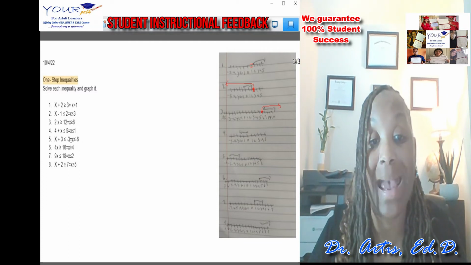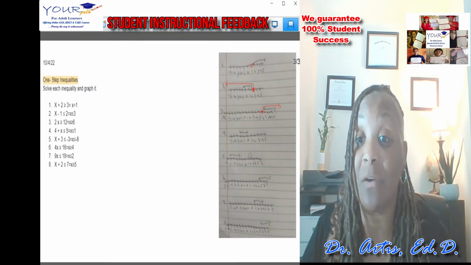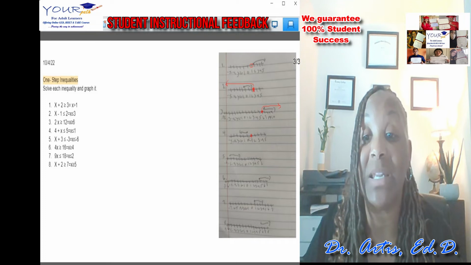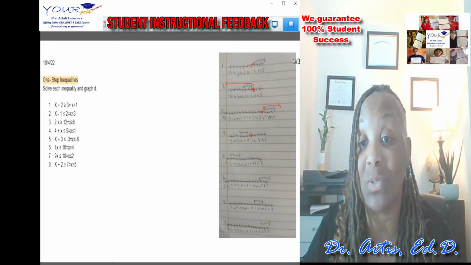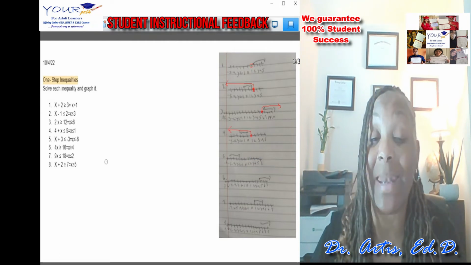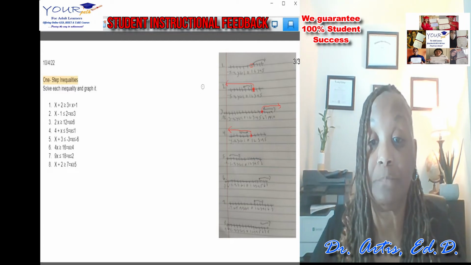Now for number 4, X is less than or equal to 1. So let's look at what you have for number 4. You want to make sure that you have your dot on the 1, okay? So this is where your dot should be because it is equal to 1. The value of X is equal to 1, but it's also less than 1 as well. So it's equal to or less than 1. It's going to be all of these numbers here to the left, okay? Because negative numbers are smaller than your positive numbers, okay?